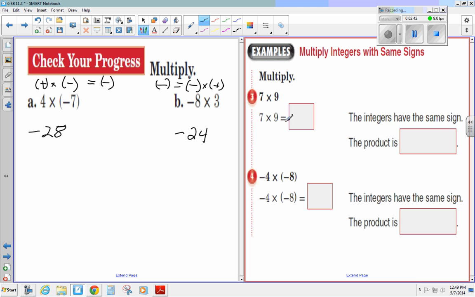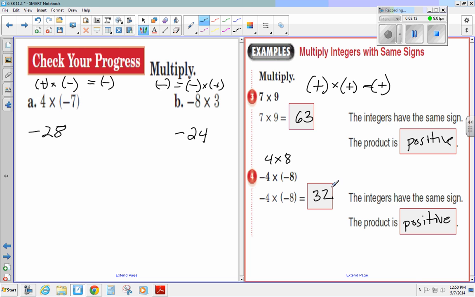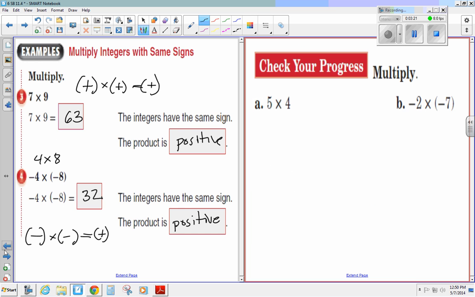Multiplying integers with same signs. The integers have the same sign, the product is positive. So I already know you can multiply 7 times 9. But now when looking at signs, positive times a positive equals a positive. I know you know what 4 times 8 is. But negative times a negative equals a positive. That's what we're learning in this lesson today.